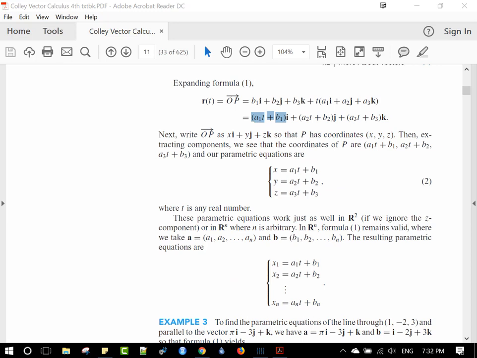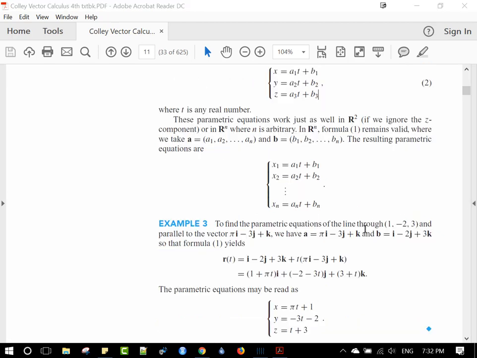Now they say that you can do this in Rn just as easily, and you'll get something very similar to this, but you'll get n equations. So let's try this. To find the parametric equations of the line through a point, we're given this point, and parallel to a vector, we're given this vector. So what do we have to do?